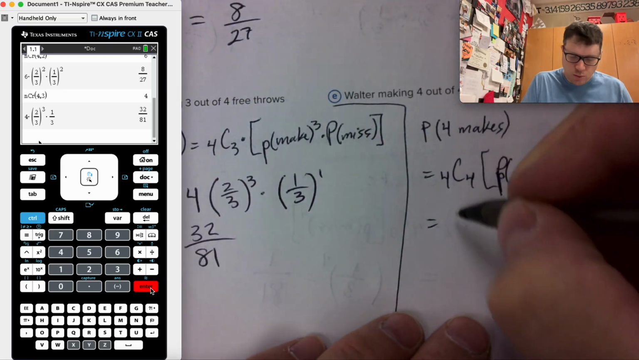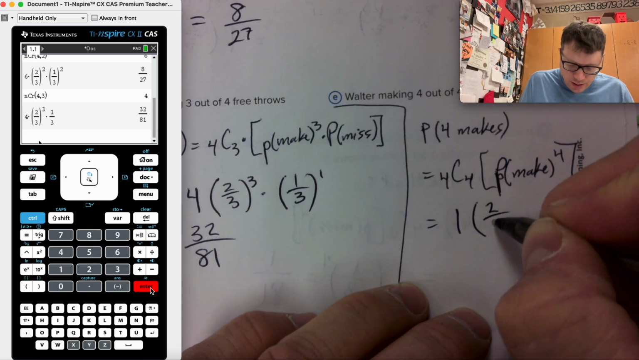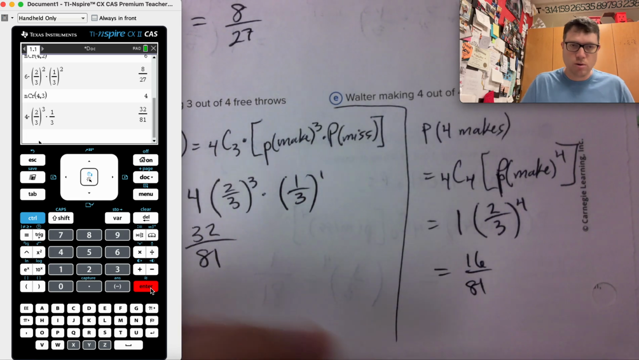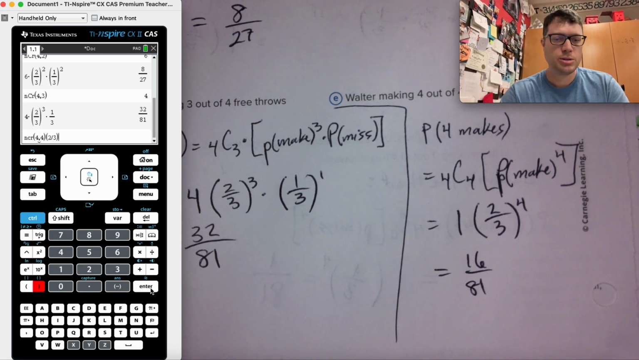Okay, last of all, there's only one way to shoot 4 and make 4 times the probability of 2/3 to the 4th power, which I know is 16 out of 81, but let's just confirm it. So NCR 4 4, 2/3 to the power of 4.